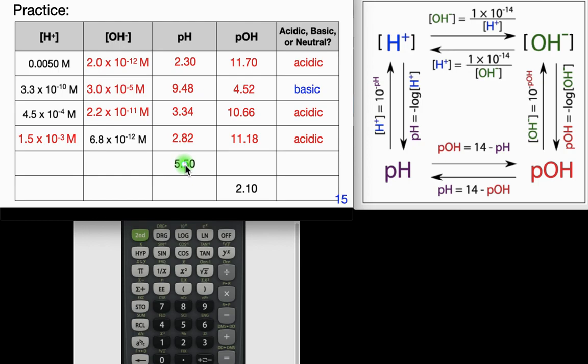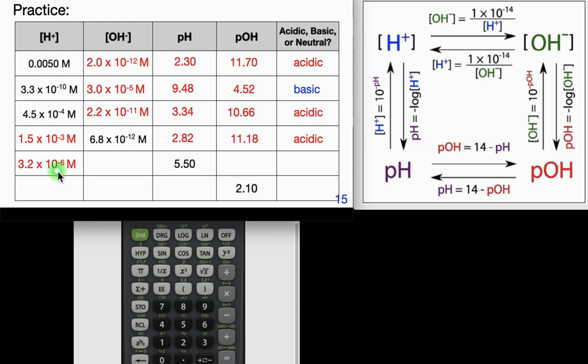Okay, now for the next one, we're given the pH. Let's go from pH to the hydrogen ion concentration. So that's this arrow here. So we're going to be taking the antilog of negative pH. So type in 5.5, make it a negative number, hit the second function, logarithm key, that's the antilog, and that'll give you 3.2 times 10 to the negative 6.